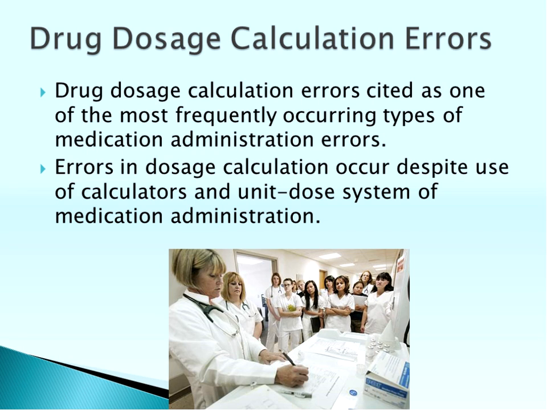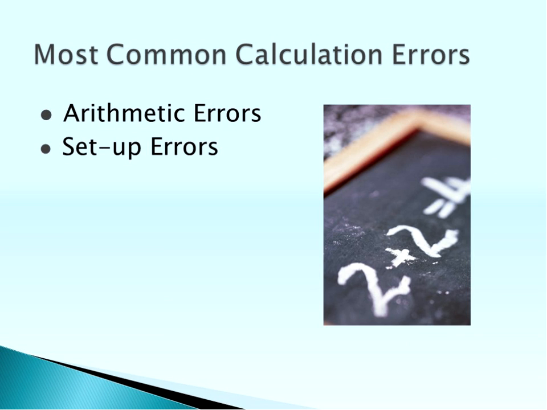Now, the drug calculation dosage errors are cited as one of the most frequently occurring types of medication errors. So it's the calculation of those doses. And it occurs despite the fact that we use calculators and we have a unit dose system of medication. Now, the most common cause for those calculation errors are arithmetic errors and setup errors.